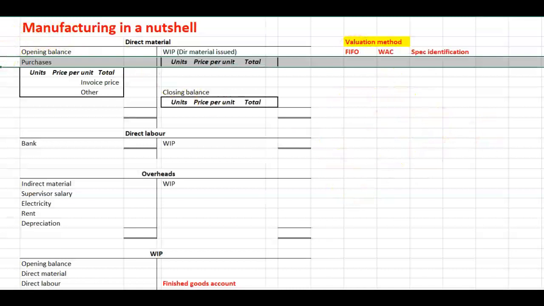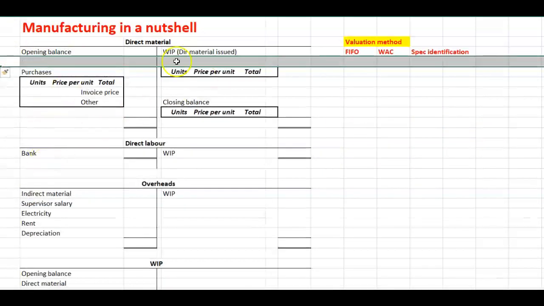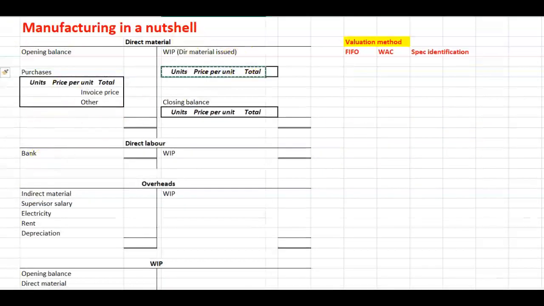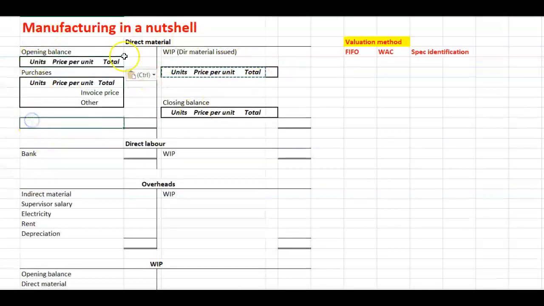Now, let's insert here another line. You're going to start up with an opening balance. Now, guys, this opening balance is going to be a number of units, which is a part of your direct or your raw material, the total value of that direct or raw material, and you will be able to calculate a price per unit. Why?